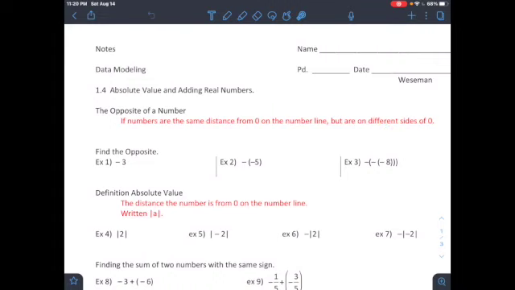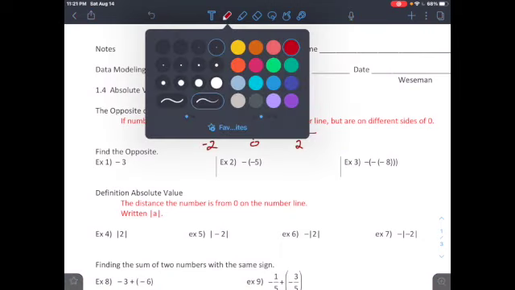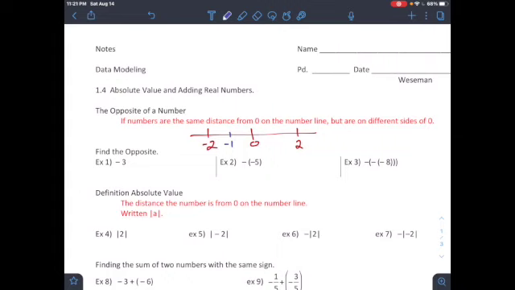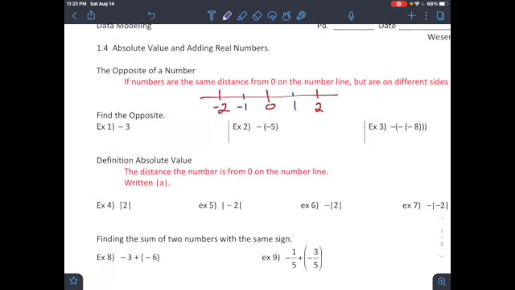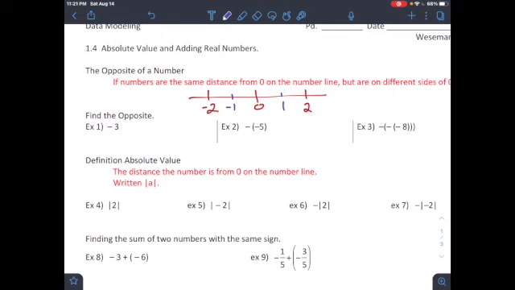So opposite really means, if you have a zero right here and you have a 2, then the opposite of it will be -2. If you have a number that is -1, the opposite of it will be +1. That's the opposite of a number. So let's take a look at the examples.